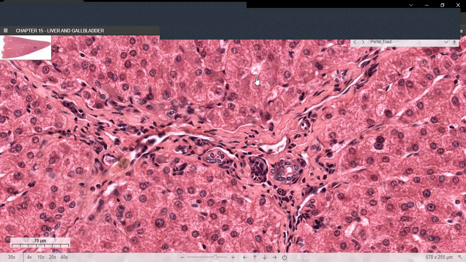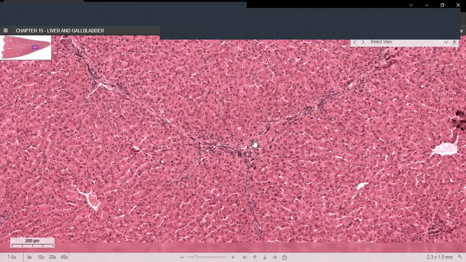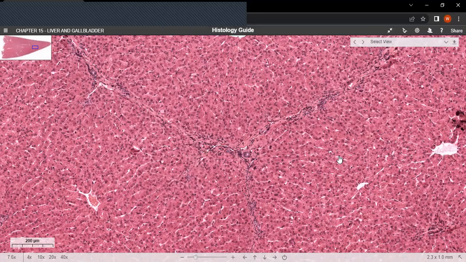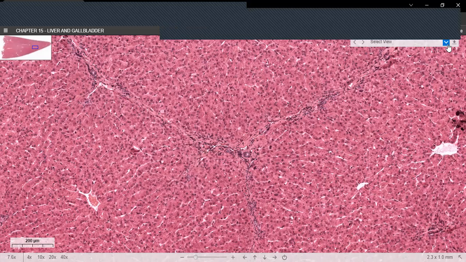Let me zoom out a little bit. I hope you have seen where it is. Here is the portal triad. They will send in channels like this towards the central vein. Blood from the portal venule and the hepatic arteriole will flow from this portal triad towards the central vein in these sinusoids, the hepatic sinusoids. That is where blood will flow, and it will mix. Venous blood and the arterial blood will mix. Venous blood will be rich in nutrients since it has come from the intestines, and the arterial blood will be rich in oxygen. So as they flow in the hepatic sinusoids, now let's look at a hepatic sinusoid.